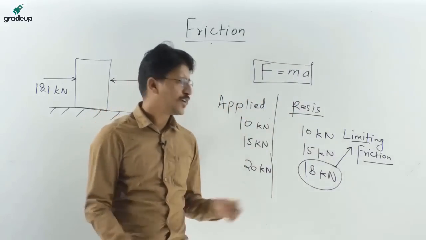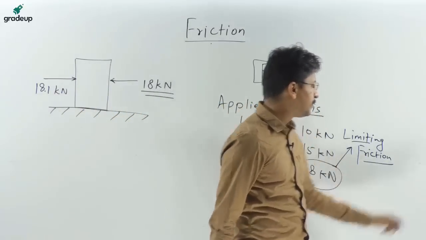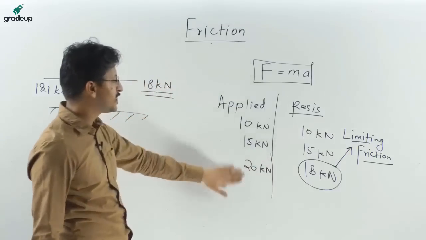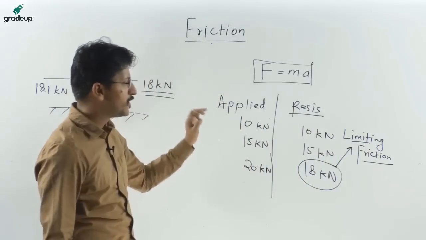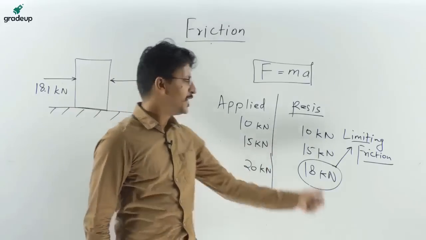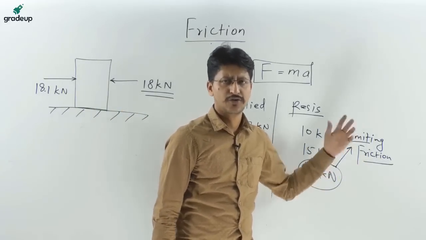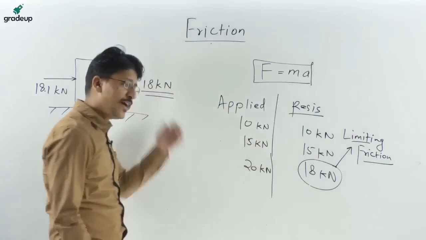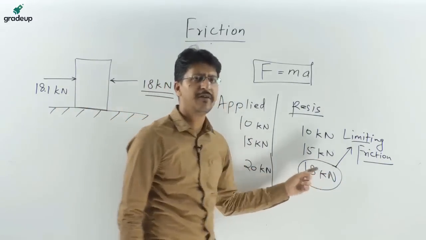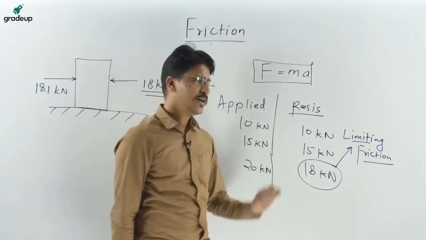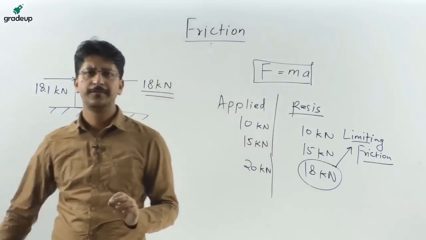So the frictional force will increase only up to the limiting friction. Beyond that, if we increase the applied force, the body will start moving. That means for the motion of any body, the applied force must be greater than the limiting friction force. Whenever the applied force on a body is less than the limiting friction, the body will not move. These statements you must carefully note down.